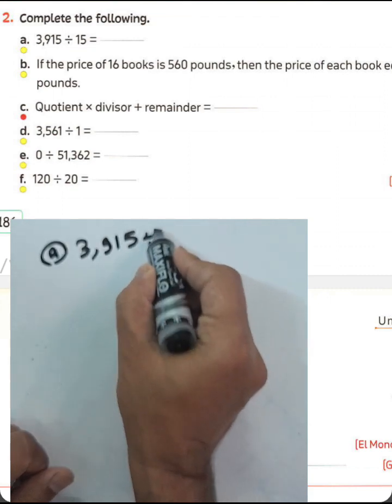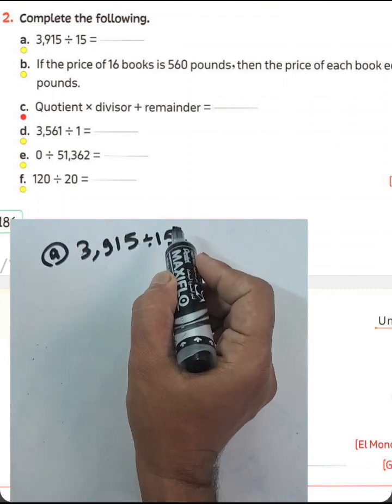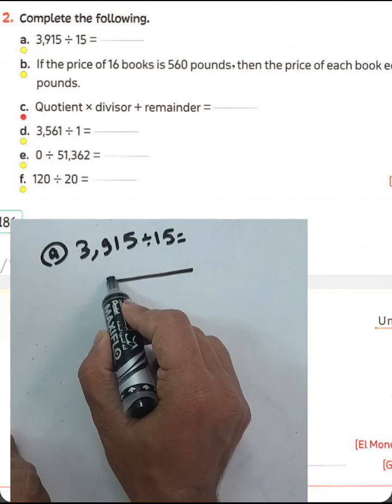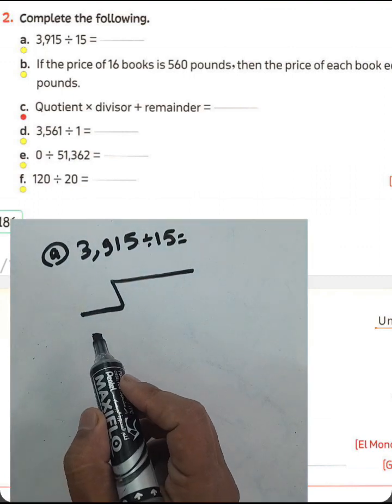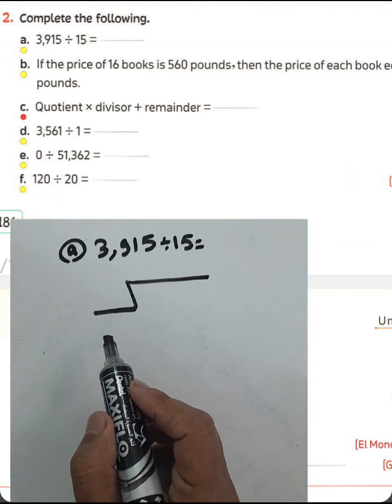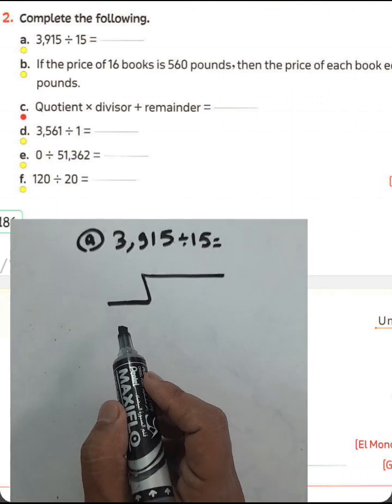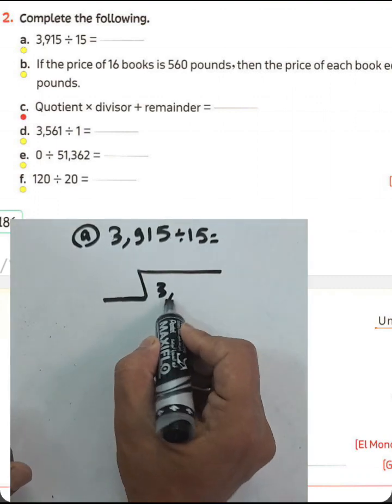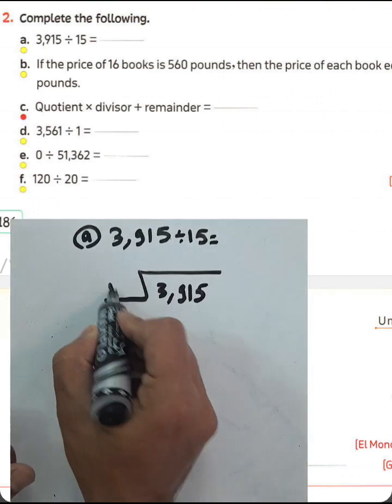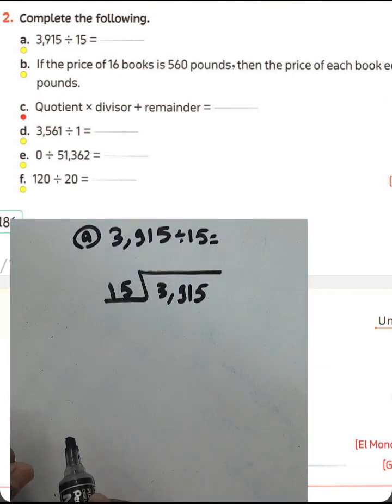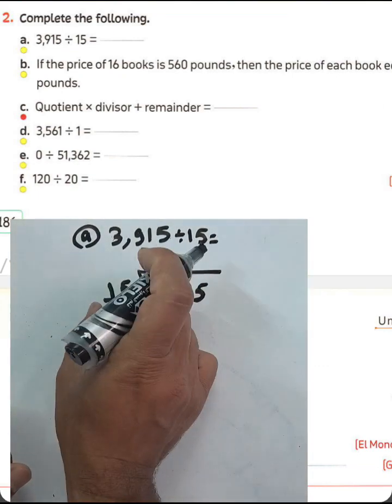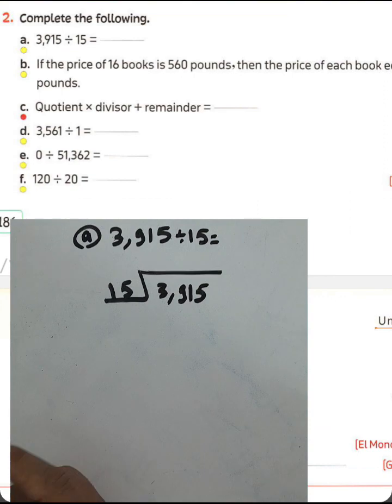3915 divided by 15. Use long division here. Write 3915 divided by 15. We call the dividend and the divisor, and we want to find the quotient.